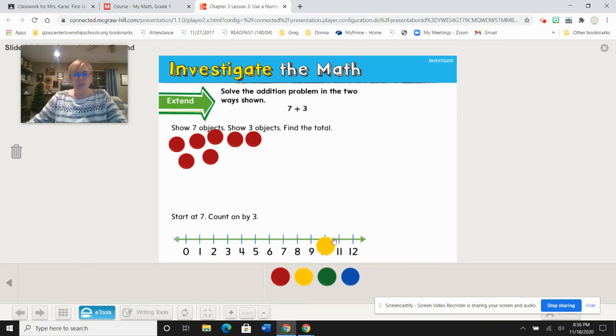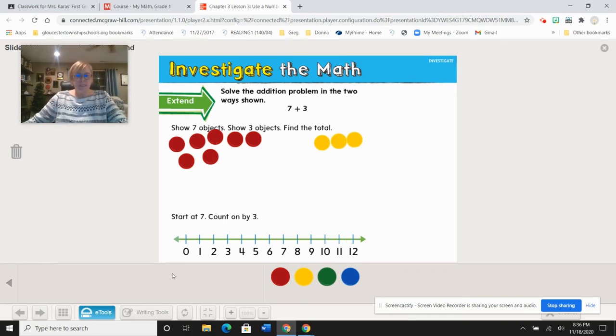All right. Then they say show 3 objects. 1, 2, and 3. Let's straighten those out. Now we're going to find the total. Okay. So let's count. Well, we already know this is 7, so I'm going to just say 7, 8, 9, 10. All right, so that's one way.